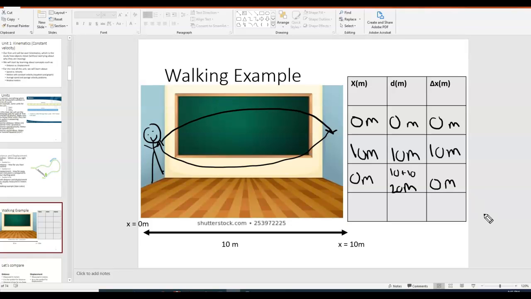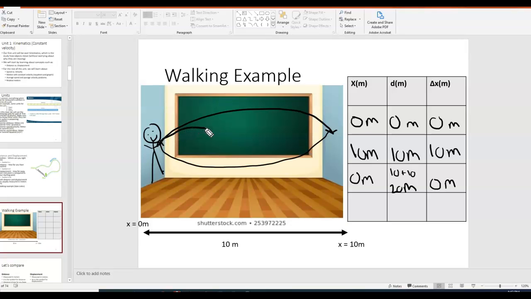You might say, well, how can you have a displacement of 0 meters? That's because I'm back at where I started. If you start at one place and end up back in the same location, your displacement is 0 meters. Because remember, displacement is not how far you've traveled, it's only the difference between your starting position and your ending position.